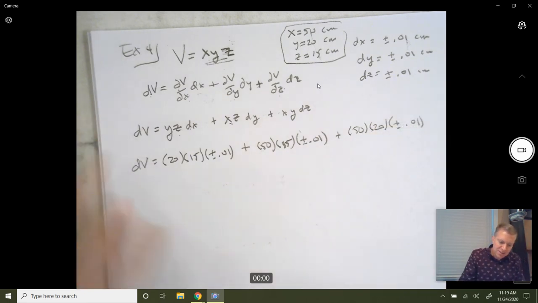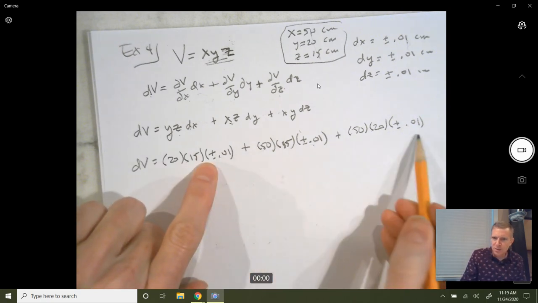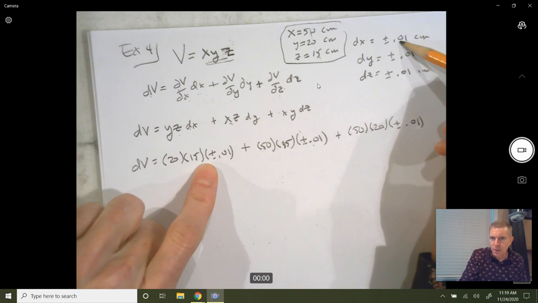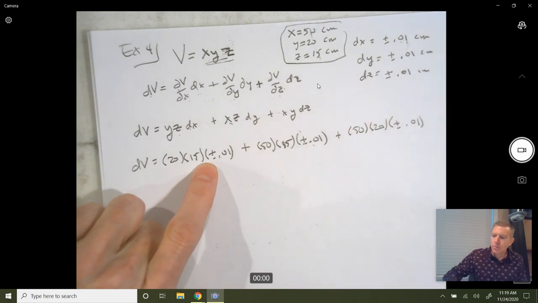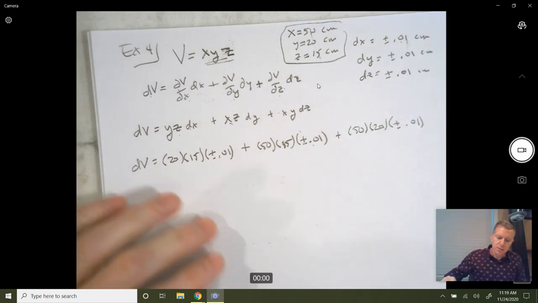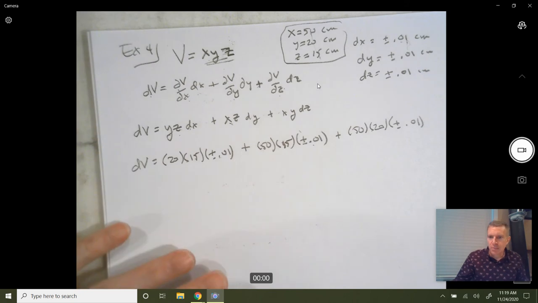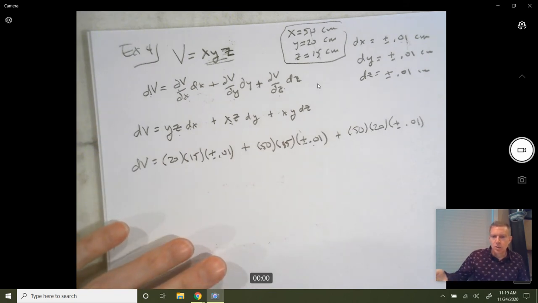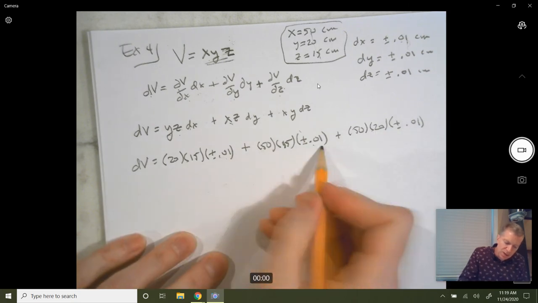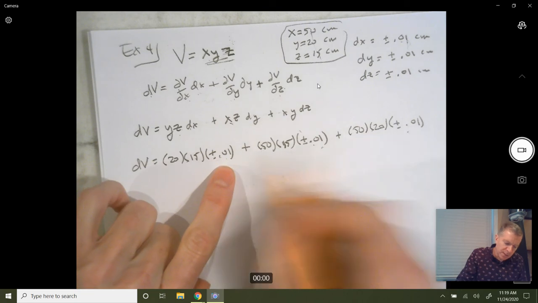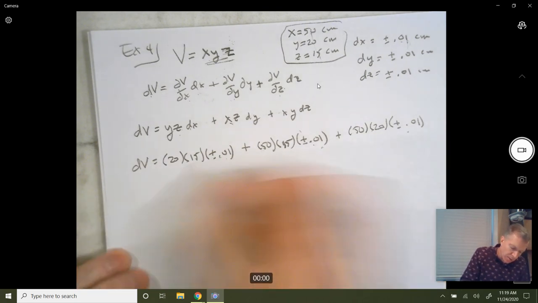Now these are plus and minus, but you don't want them going in different directions. For this one, unlike the last problem, we knew which direction. We knew we were off by a certain amount in the x. We knew our x was measured too big at 0.1 and our y was measured too small at 0.03. But for this one, we don't know which direction. So in order to find the worst case scenario, or the biggest possible error, we have to make these all in the same direction. So I'm going to make them all positive.